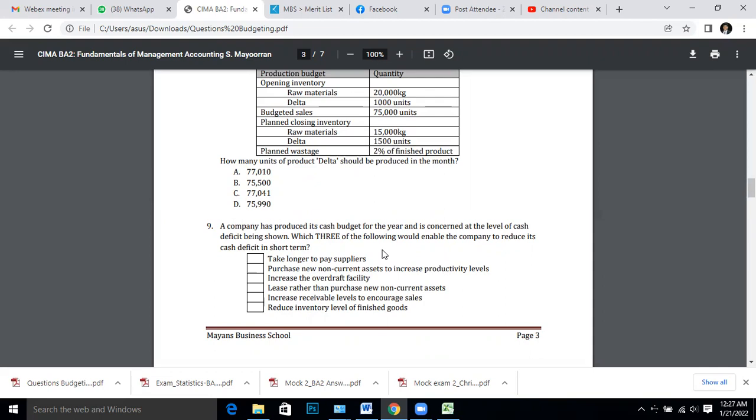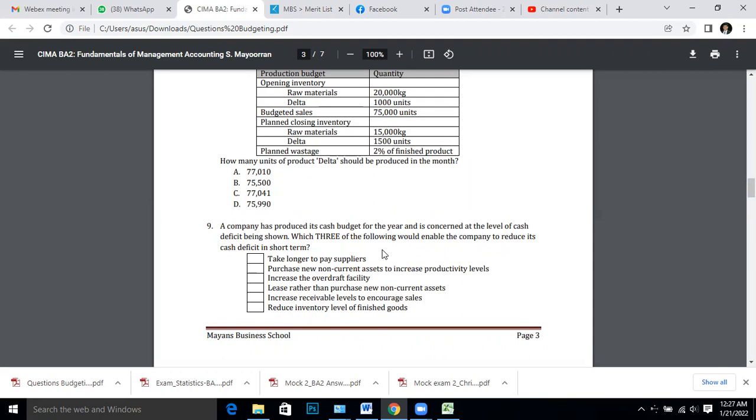Increase receivable levels to encourage sales. No, because when you give more receivables is when you are cash rich. You don't have a cash problem for a few months, then at that time you can increase the receivables. Here you already have cash problems. At this time, if you give extended credit periods, you are in trouble.